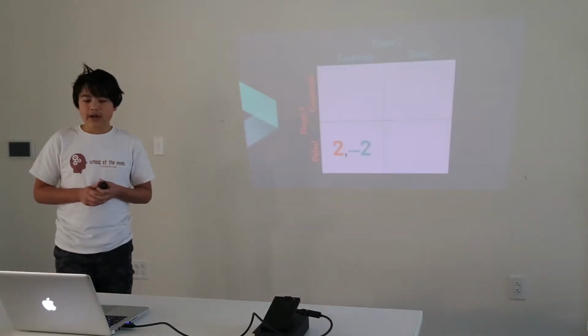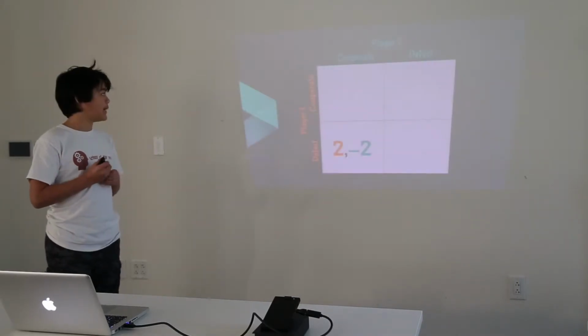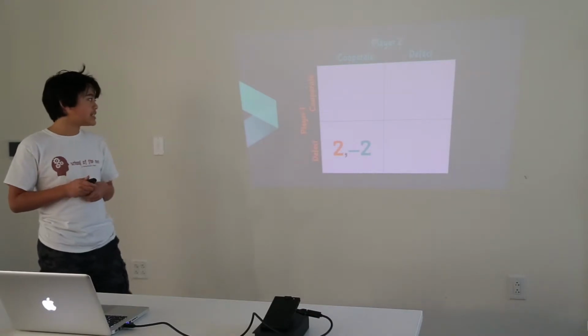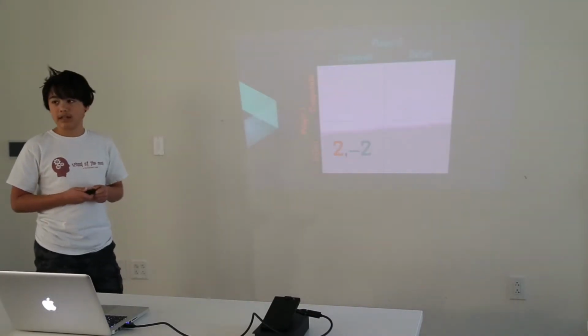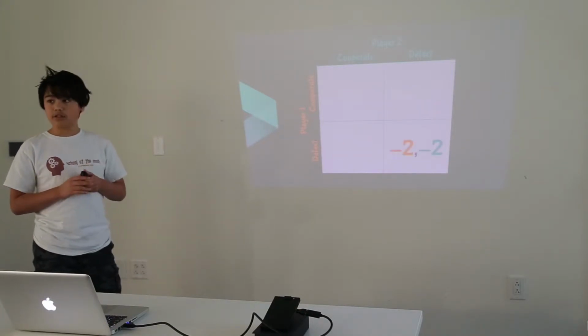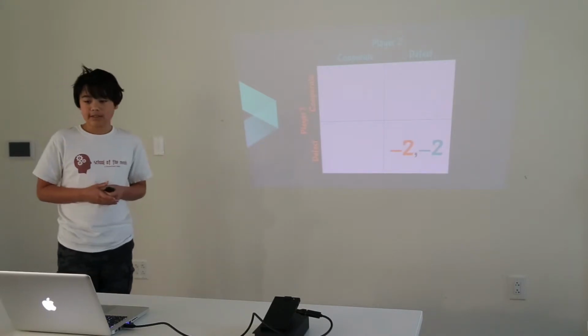So as you can see, player 2 has a -2 outcome when he cooperates and player 1 defects. But if he had chosen to defect instead, yes, he would have still lost 2 points. However, player 1 loses 2 points along with him. So as you can see, it makes a lot more sense to defect.